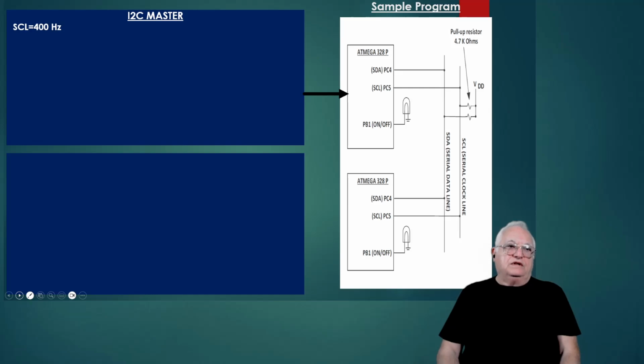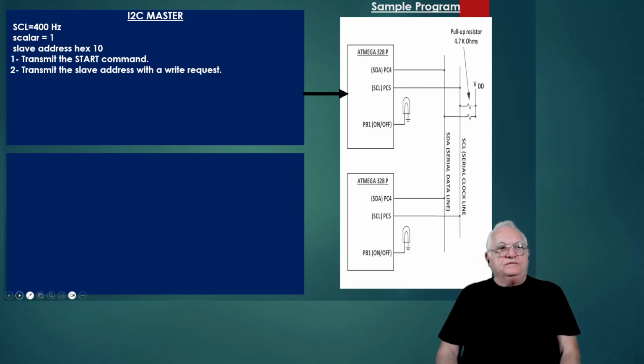So let's look at the master. The transmission rate is going to be 400 Hertz. Scalar is going to be 1. Slave address is going to be 10. So the master is going to transmit the start command, transmit the slave address plus write request, requesting the slave to turn on and off an LED 4 times. That represents the master asking the slave for certain data.